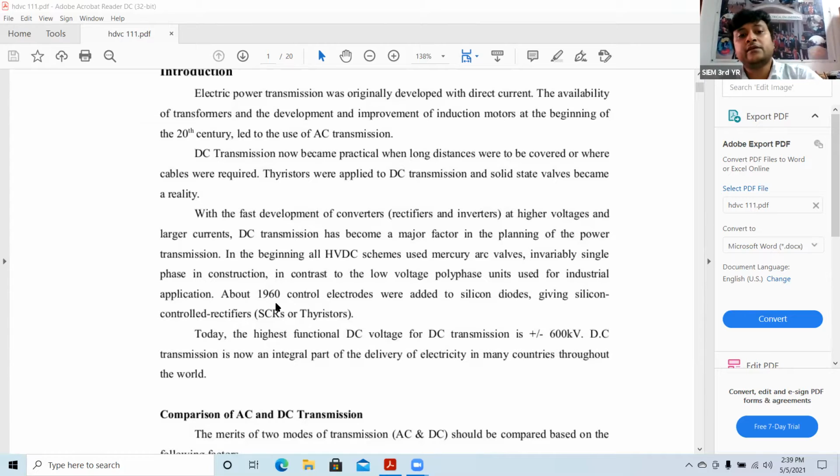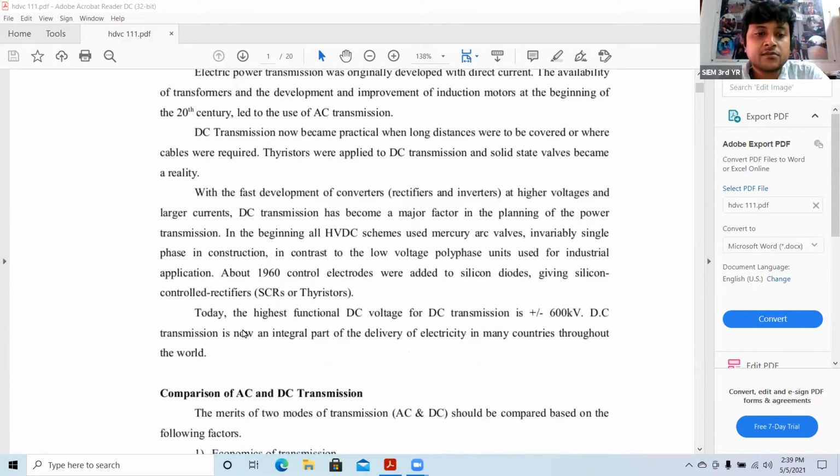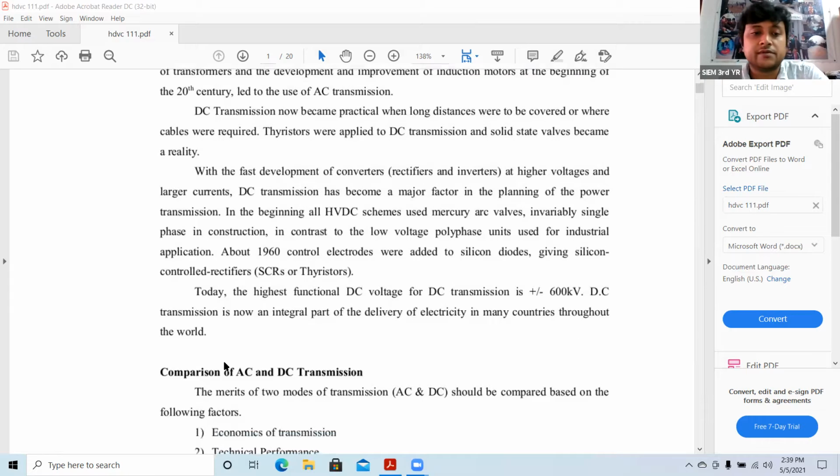About 1960, control electrodes were added to silicon diodes, giving silicon controlled rectifiers, or SCRs, also called thyristors. Today, the highest functional DC voltage for DC transmission is 600 kilovolts. DC transmission is now an integral part of the delivery of electricity in many countries throughout the world.